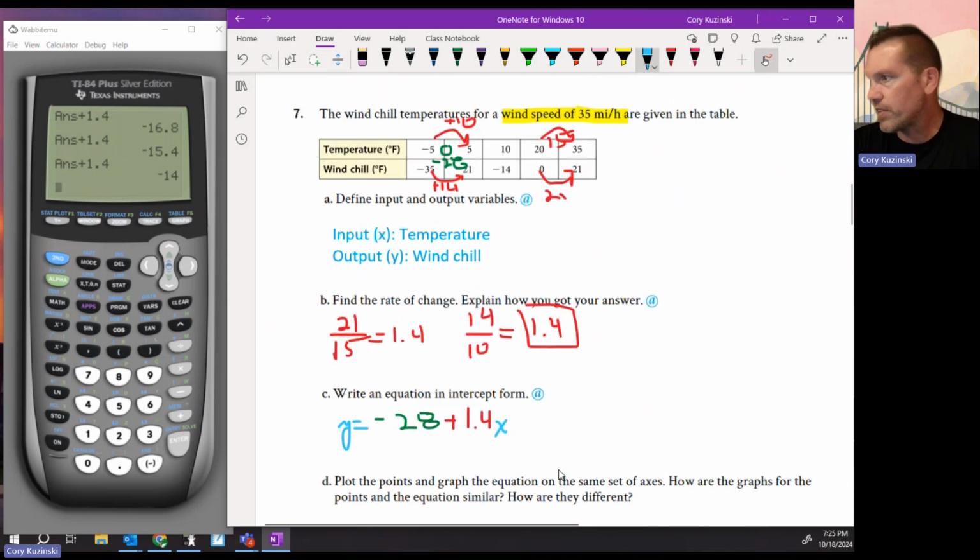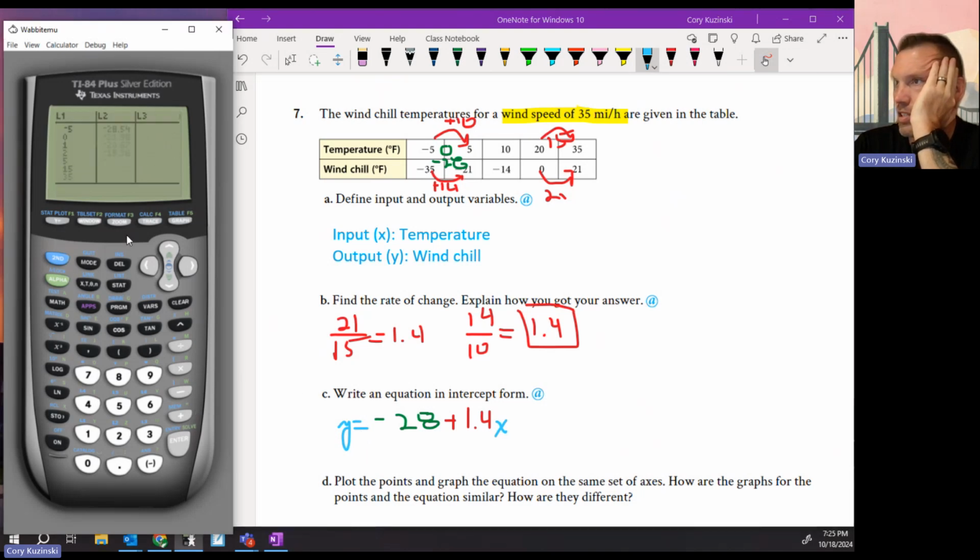Plot the points and graph the equation on the same set of axes. How are the graphs for the points and the equation similar? Are they different? Well, okay. Stat, enter, clear those. We got our negative 5, 5, 10, 20, 35. We got our outputs at negative 35 and negative 21, negative 14.